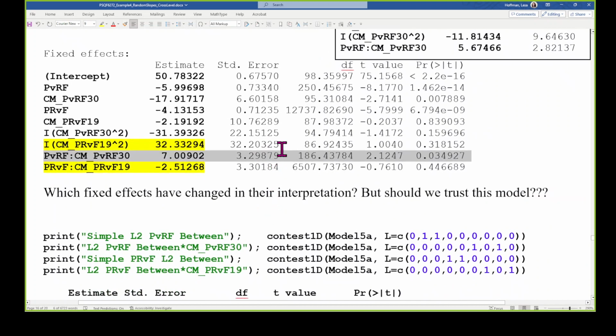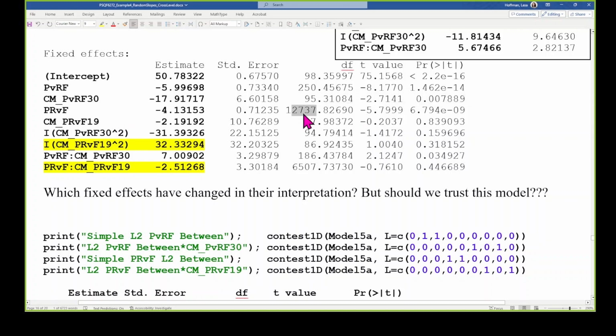But I don't like this model. When you start to see standard errors of 32, it's like, I don't know. I didn't get any error messages, but this looks sus to me. That's a technical term. The degrees of freedom look really sus too. It's like, you can't have degrees of freedom of 12,000, I'm pretty sure.